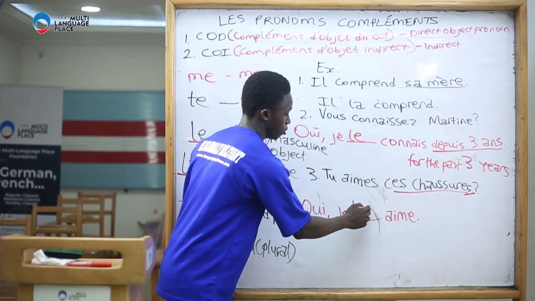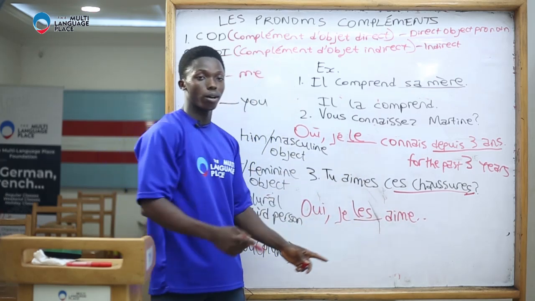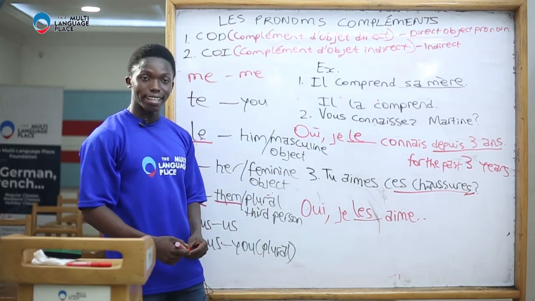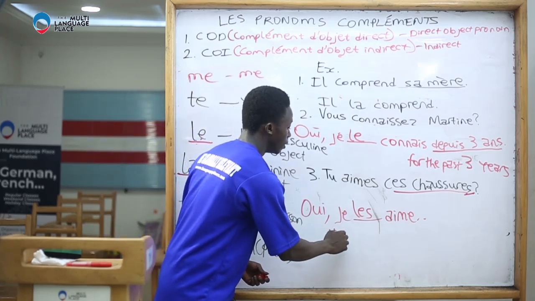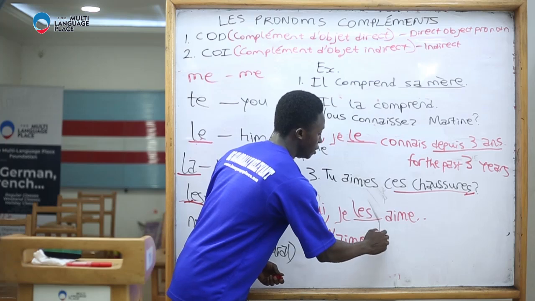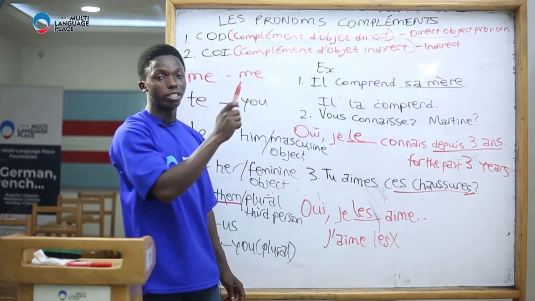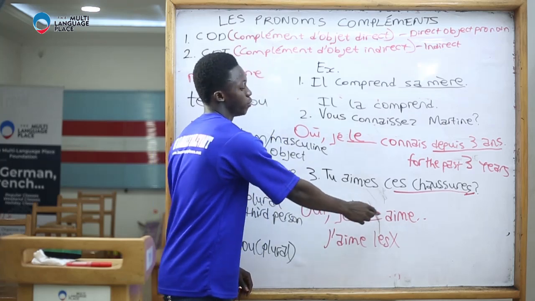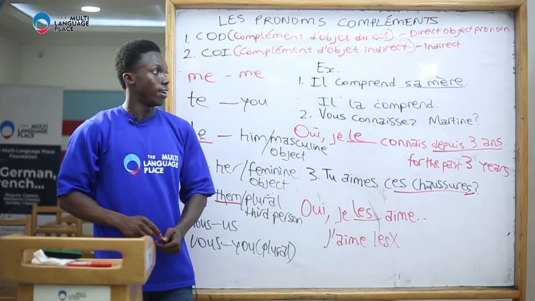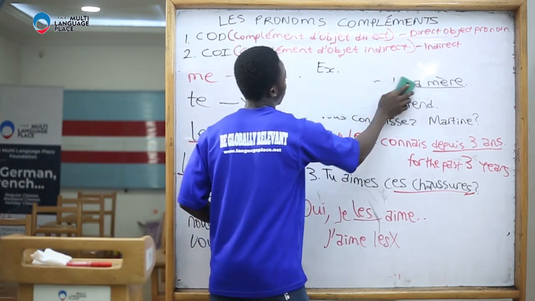And this les would be here. Why? Because it comes immediately before the verb acting on it. Unlike in English, where you would have said, yes, I like them, "j'aime les." But this would be wrong. This is the correct form. Why? Because COD, direct object pronouns, always come immediately before the verb acting on them. Très bien. So let's see other examples in the negative form.